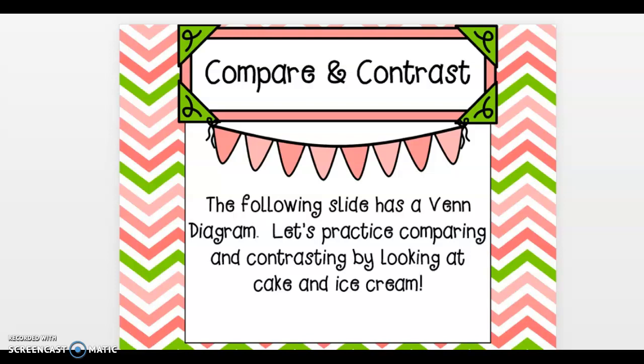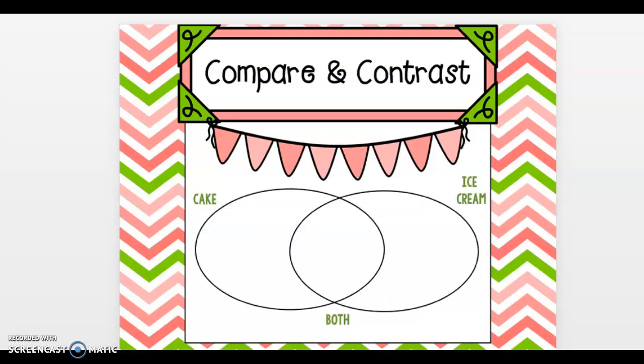All right, we're going to practice by looking at a Venn diagram and by looking at cake versus ice cream. So you can see on the left-hand side is cake, and the center is both, or what they have in common, and ice cream is on the right. So if we were to look at cake first, cake has to be baked. You usually cover it with frosting, that's the best part, and it can be left out of the fridge, meaning it does not have to go in the refrigerator. Okay, let's look at ice cream. Ice cream is frozen, and it melts easily when it's not in the freezer.